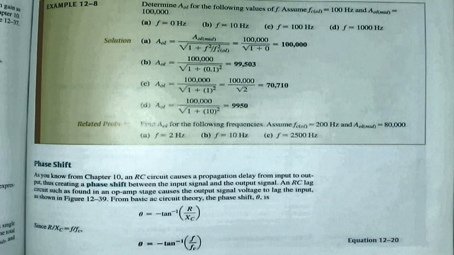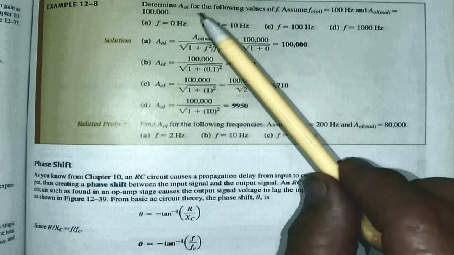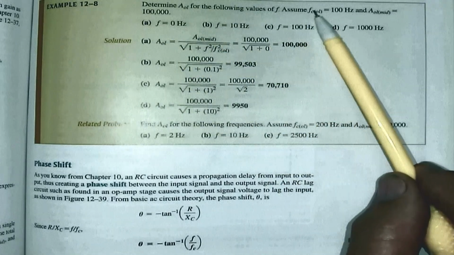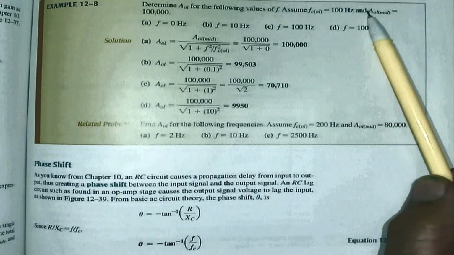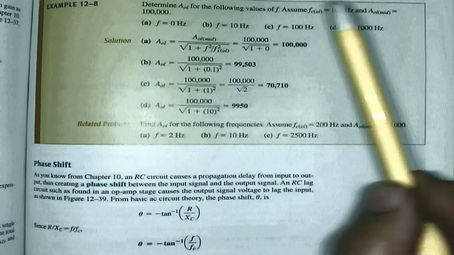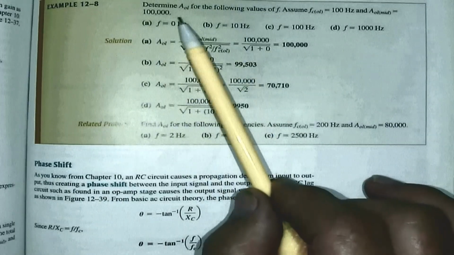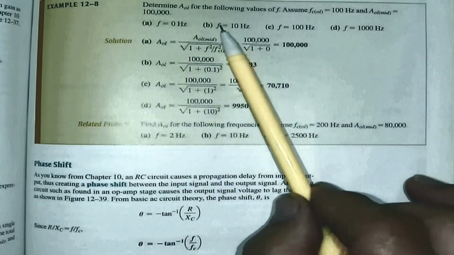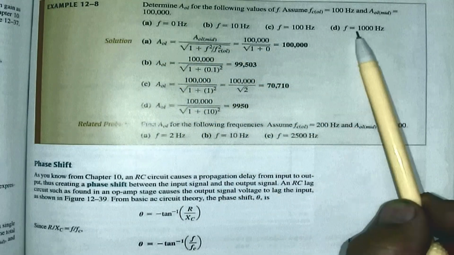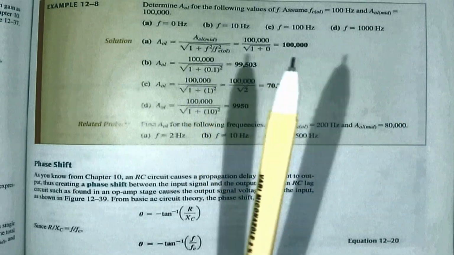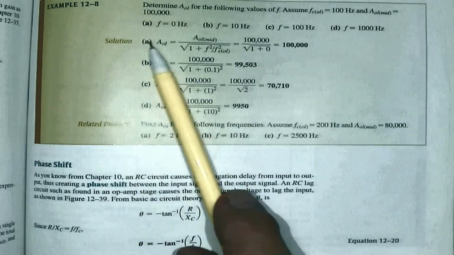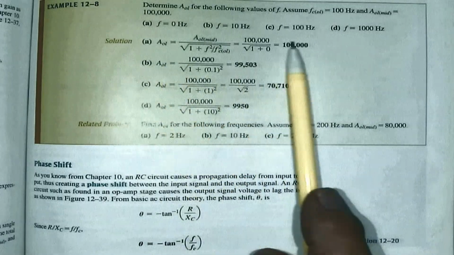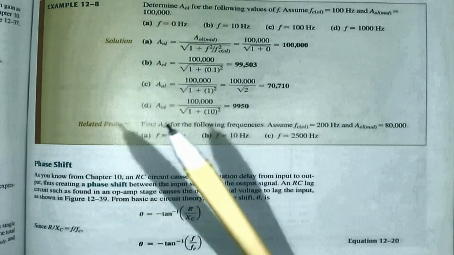They say, determine the open loop gain for the following values of F. Assume FC open loop is equal to 100 Hz and the open loop mid-range gain is 100,000. Now they start with 0 Hz, 10 Hz, 100 and 1,000 Hz. Now if I got 0 Hz, there's not going to be any attenuation.